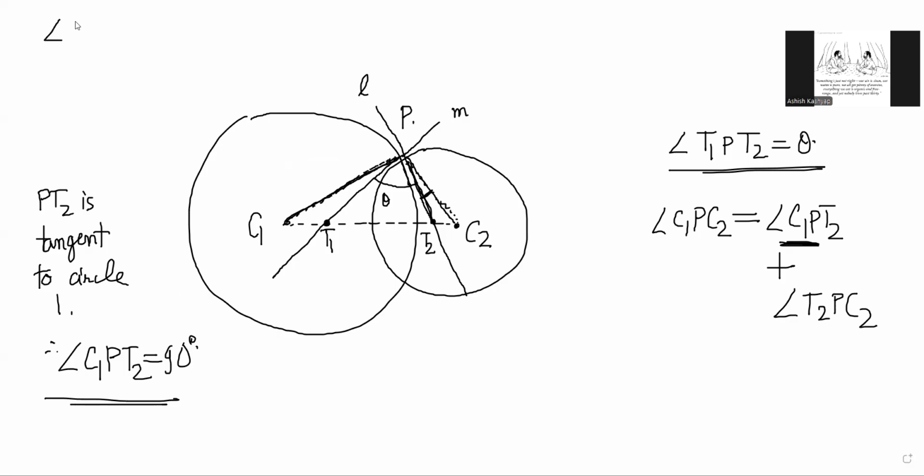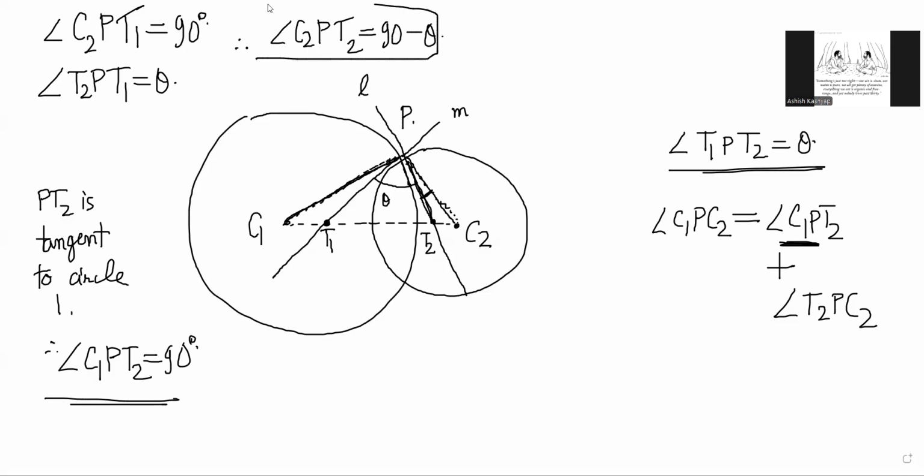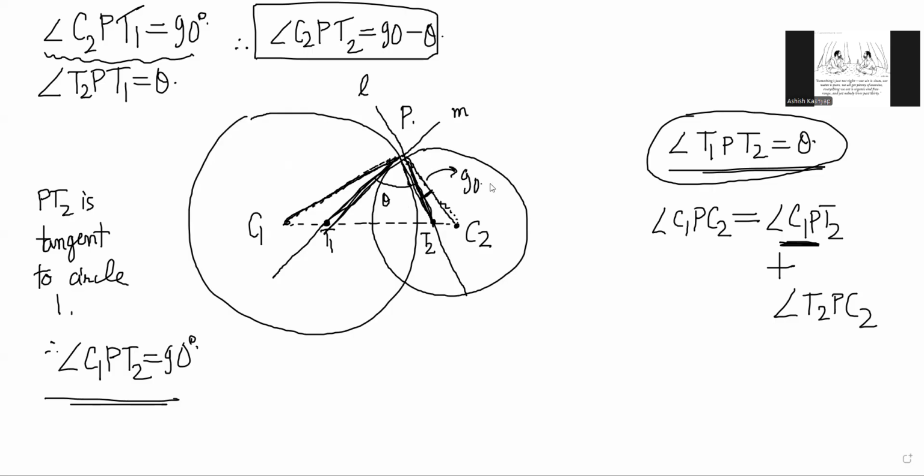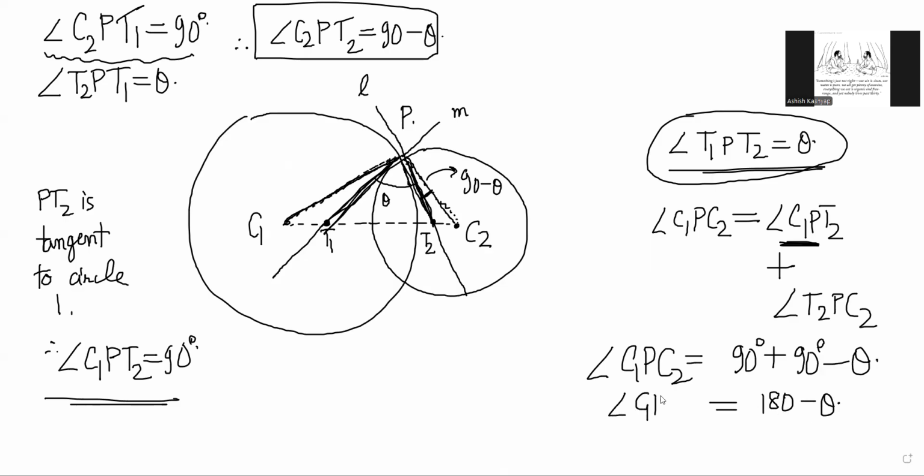Similarly, you should know that angle C2 P T1 is also 90 degrees. So because angle T2 P T1 is theta, therefore angle C2 P T2 is going to be 90 minus theta, right? Think about what I'm saying. Angle C2 P T1 will be 90 because PT1 is tangent to the second circle. So that angle is 90. And I already defined T1 P T2 as theta, the angle between the lines PT1 and PT2. That angle is theta. So this small angle is 90 minus theta. So the overall angle C1 P C2 is coming out to be 90 degrees plus 90 degrees minus theta. So it is 180 minus theta, right? This is the angle C1 P C2.